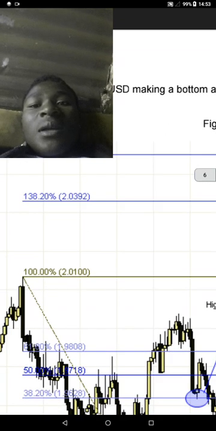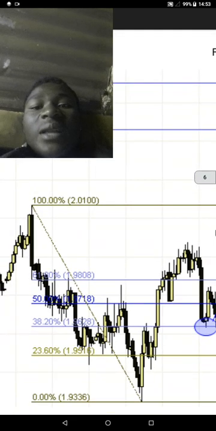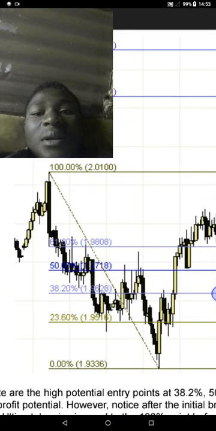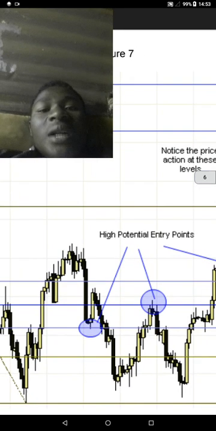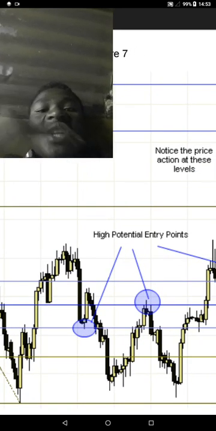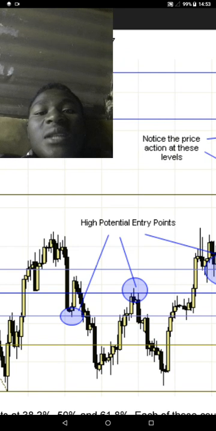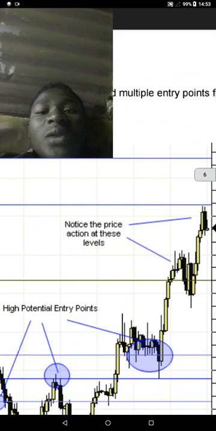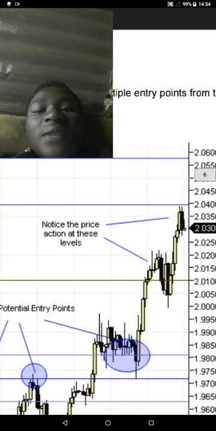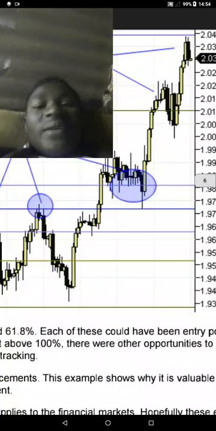As you can see here, guys, we have 161.80%, then we have 138.20%, then we have 100%, then we have 61 point something percent, then we have a 50%, then we have a 38.20%, then we have 23.60%, then you have 0, guys, and a highly profitable potential entry. As you can see here, it is a highly potential entry point. And on here again, guys, and on here, and then notice the price action at these levels. As you can see, these two levels, guys.